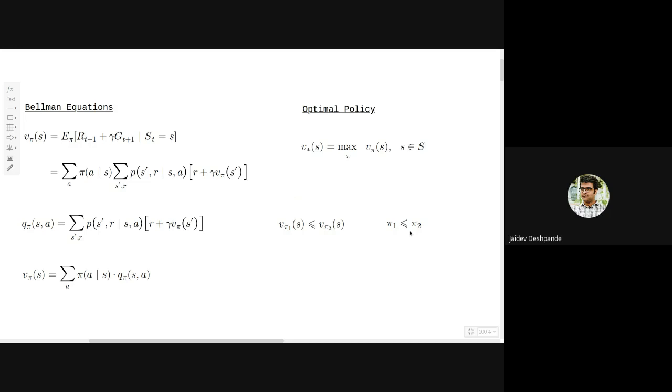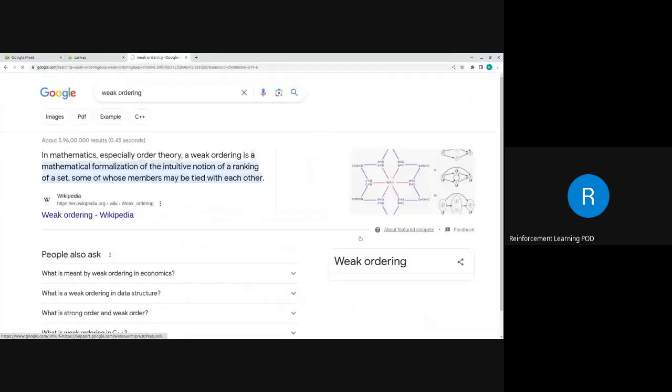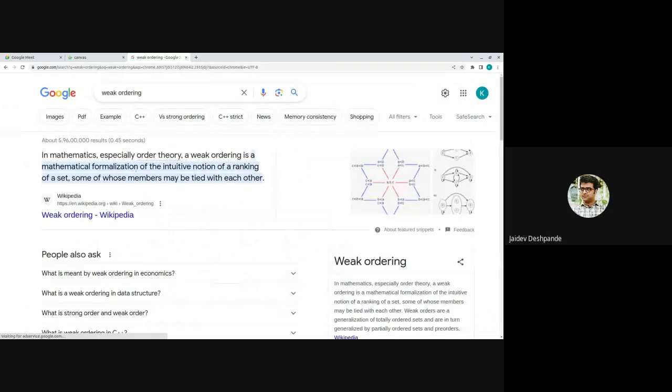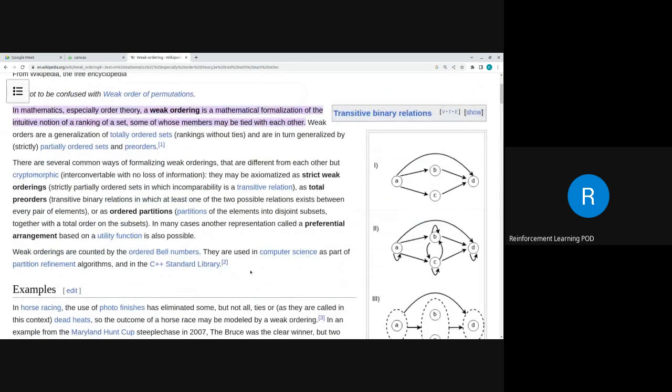What do you mean by weak ordering? I believe it means that given any two policies, you can't always compare them. I'm also not exactly sure. Weak ordering is an intuitive notion of ranking of a set. It's because you're saying less than or equal to; if you say strictly less than, then it's strong ordering. Can you open the link and clarify it? Okay, maybe the better term is partial ordering.